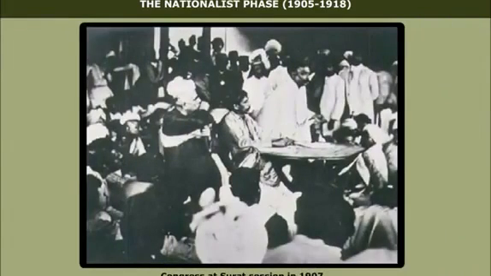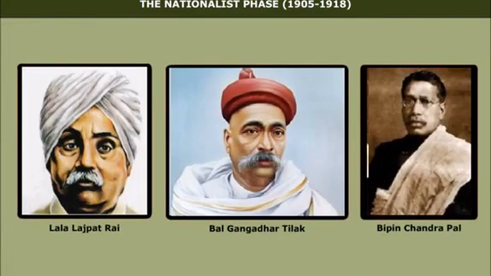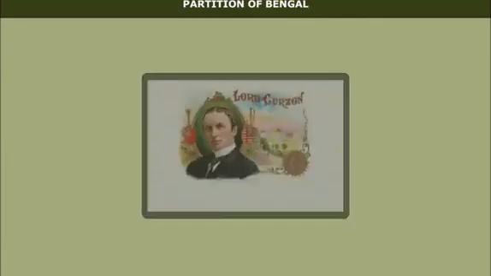The Nationalist Phase, 1905 to 1918. The split of Congress at the Surat session in 1907 led to the establishment of the Nationalist Phase. These leaders argued that the aim of the Congress should be the attainment of Swaraj through all possible methods. It was initiated by Lala Lajpat Rai, Bal Gangadhar Tilak and Bipin Chandra Pal.